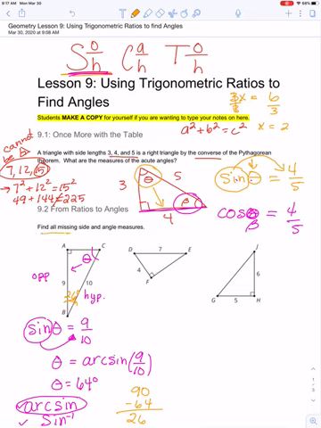Now it does say find all the missing sides and angles, so we still have this side we need to find. You can do it by sine, cosine, theta. You can do it by the Pythagorean theorem. I'm going to do Pythagorean theorem so we get used to using that one again. So we're looking for a side, so I want to do hypotenuse 10 squared minus side squared equals my missing side. So 10 squared is 100 minus 81, we get 19.